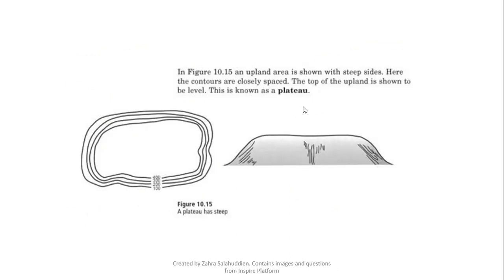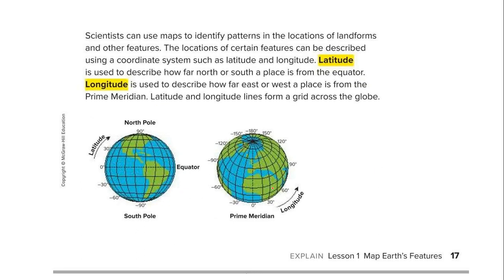A plateau is something interesting because the top of the land is flat, right? But it goes up very quickly and then it's flat. So this area where it goes up very quickly, you will see the lines are extremely close together.